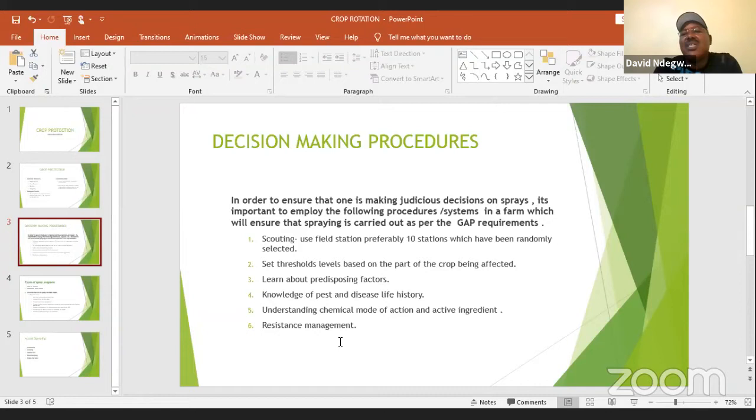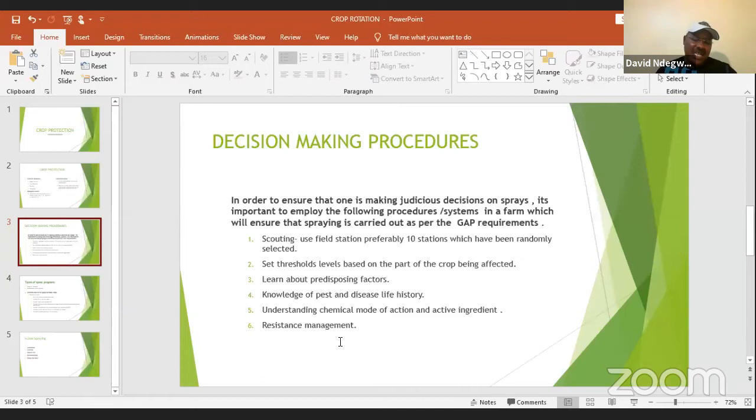And how do you do scouting? Scouting is a method that is used in trying to assess the thresholds or the quantities of pests or the effect of diseases and pests in the field. So how do you do that? You just walk in the field and start looking at the plants. The best and most appropriate way is to introduce scouting stations, preferably about 10 stations that are fixed in a field.